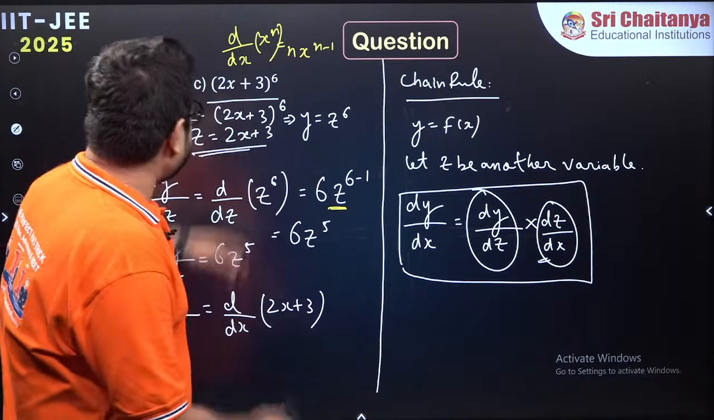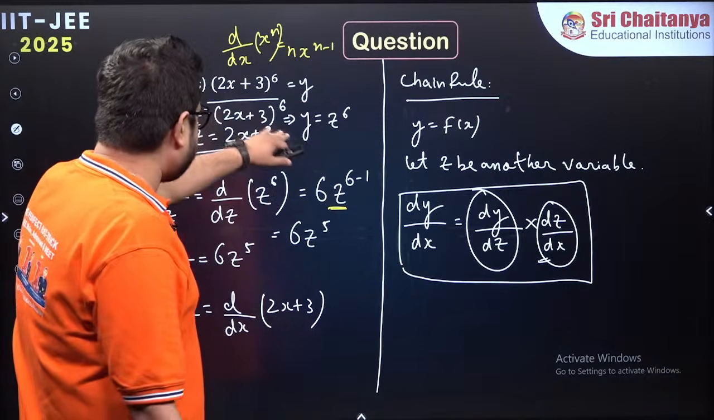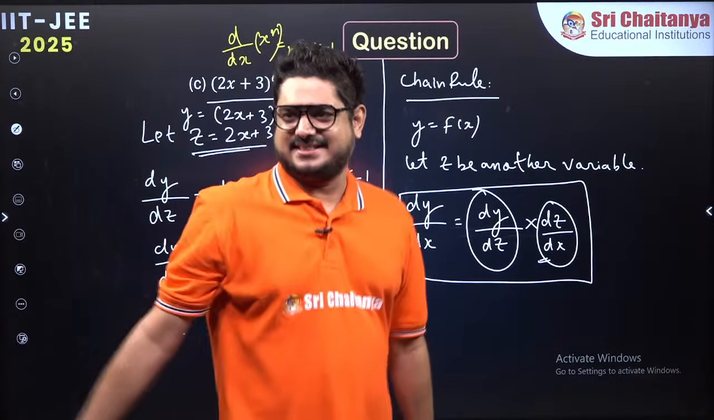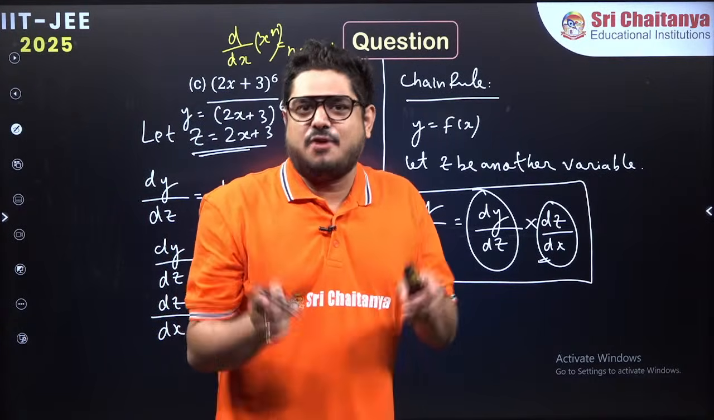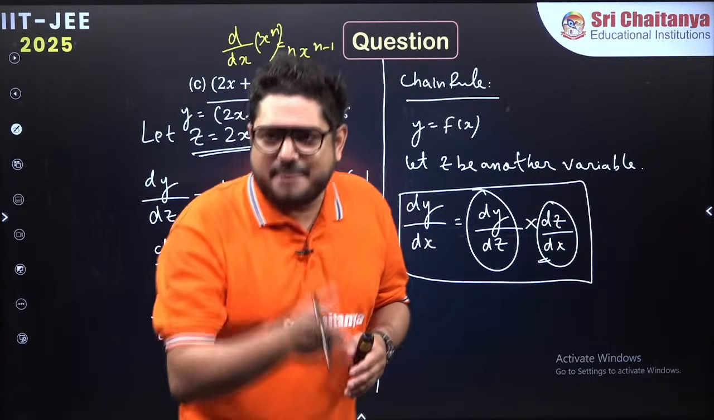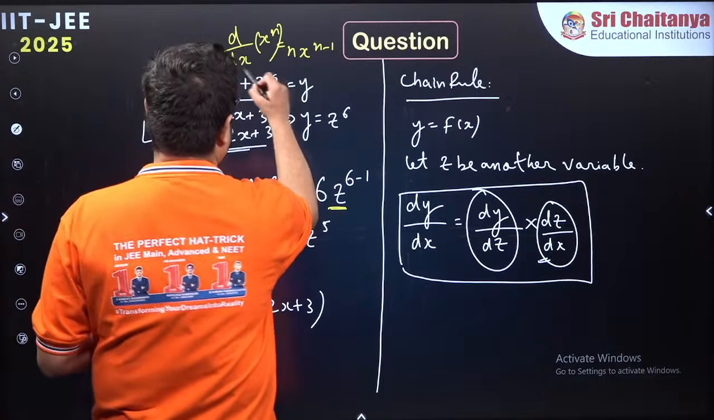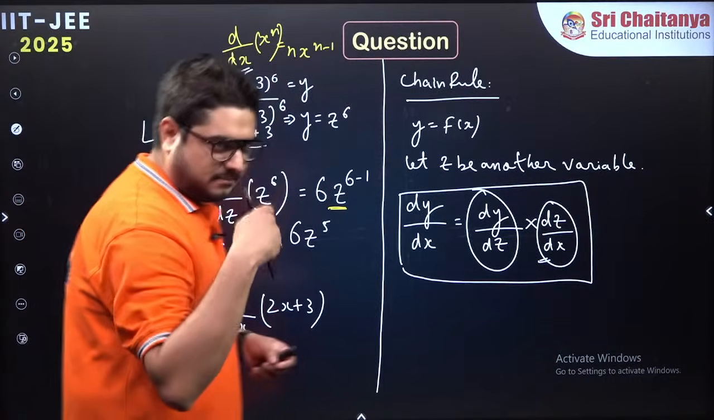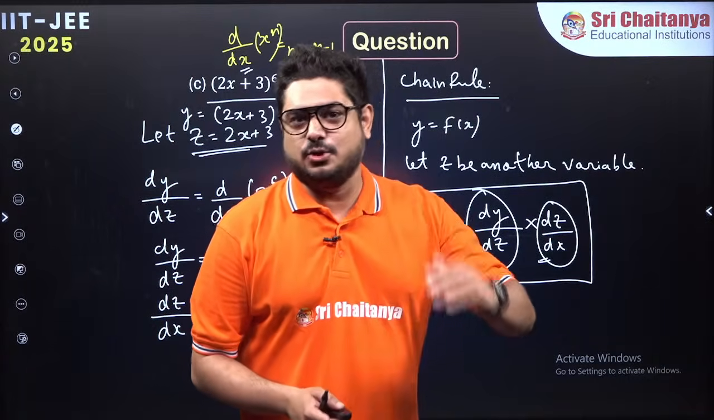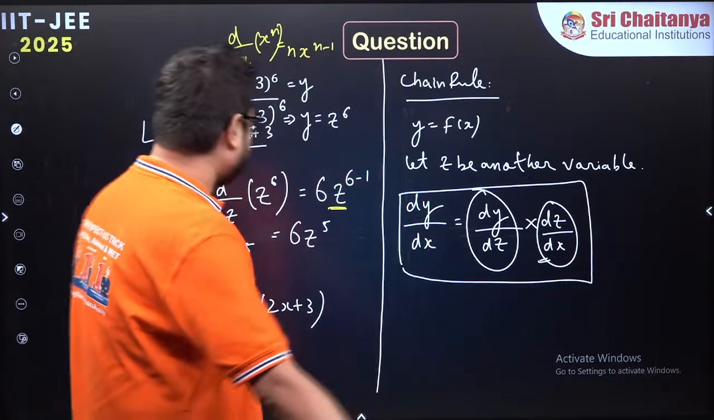Y was being given. This equation was what? Y is equal to f(x), isn't it? Y was already being given, so I wrote it down as y is equivalent to z to the power 6. Now first of all I am trying to find dy by dz. So d by dz of z to the power 6 is given by the power formula: d by dx of x to the power n is n into x to the power n minus 1. That's what I did over here.